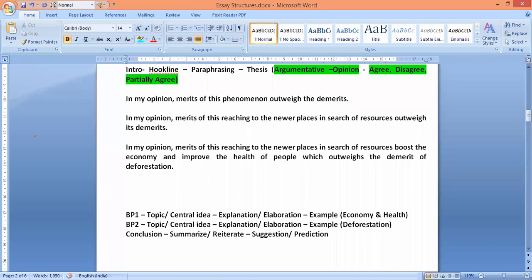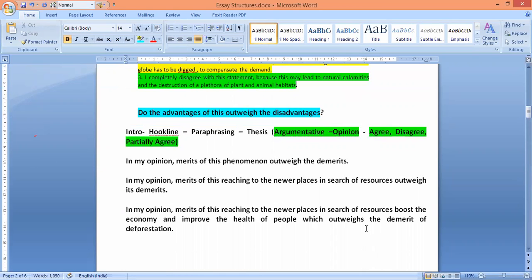In BP1 you will write the two advantages, and in BP2 you'll write the one disadvantage. So two versus one, so that you can show which one is the heavier side, which has more weight.